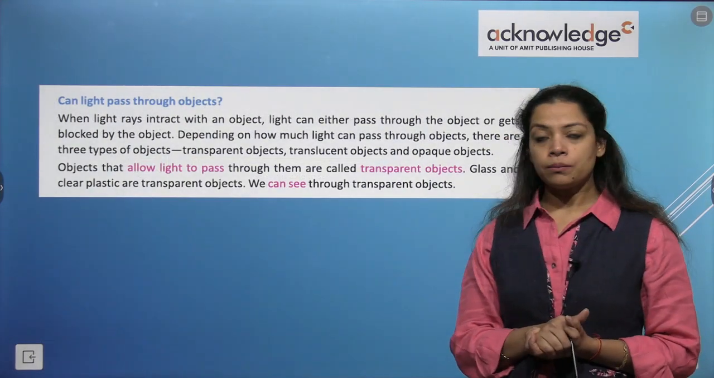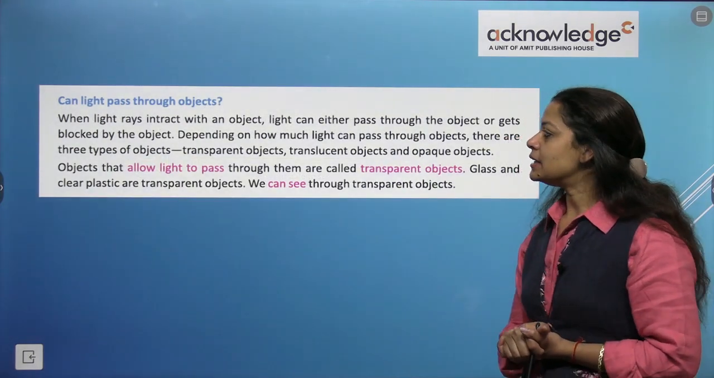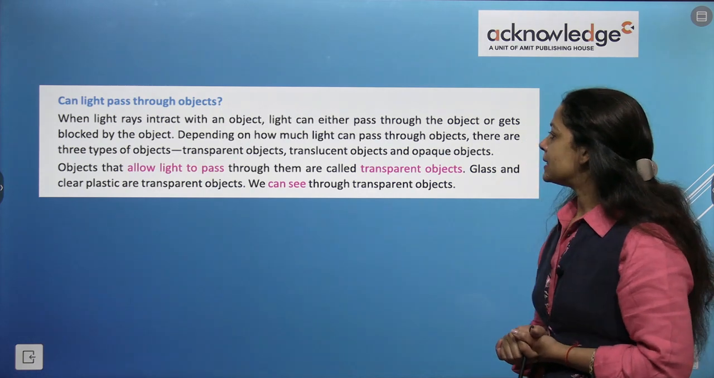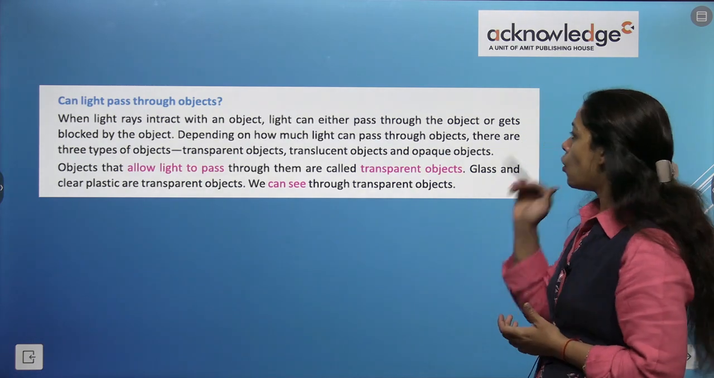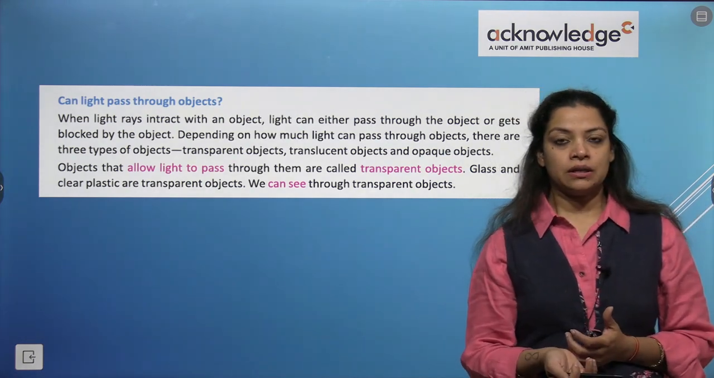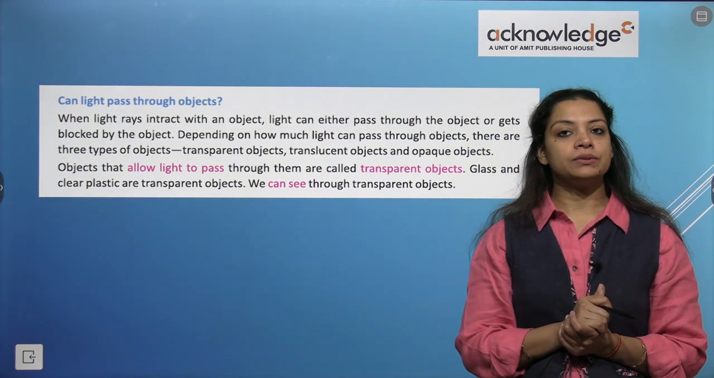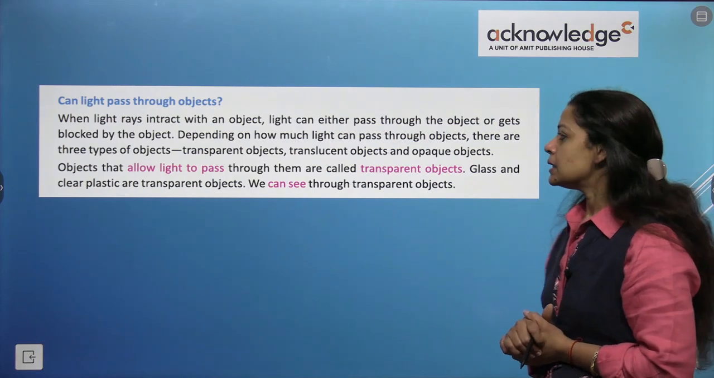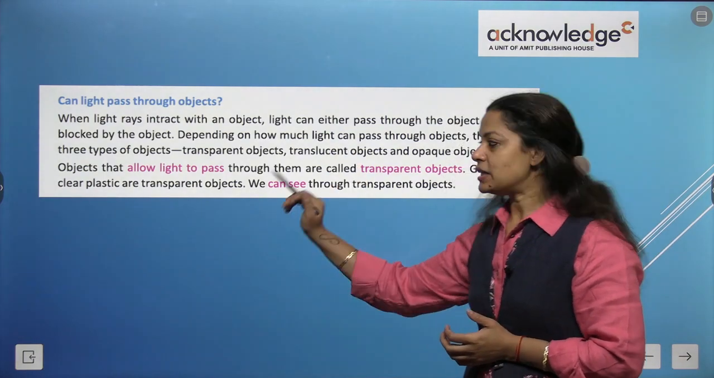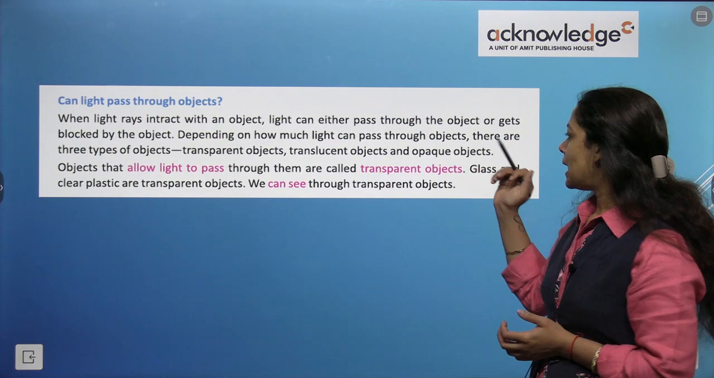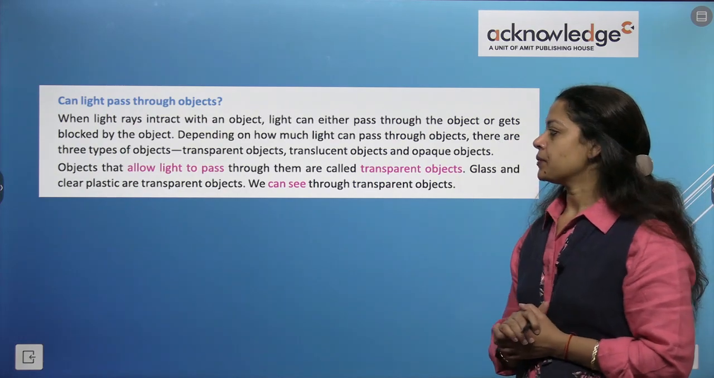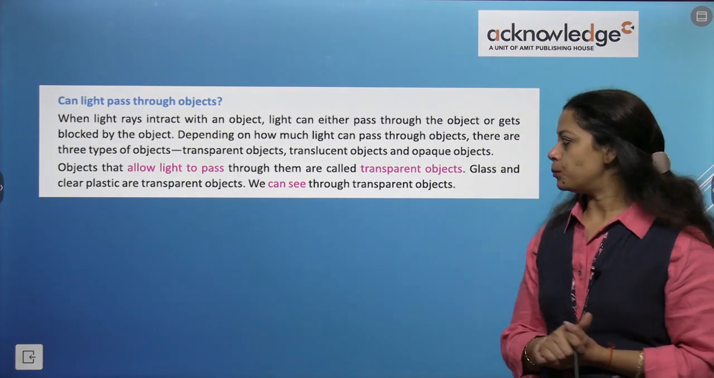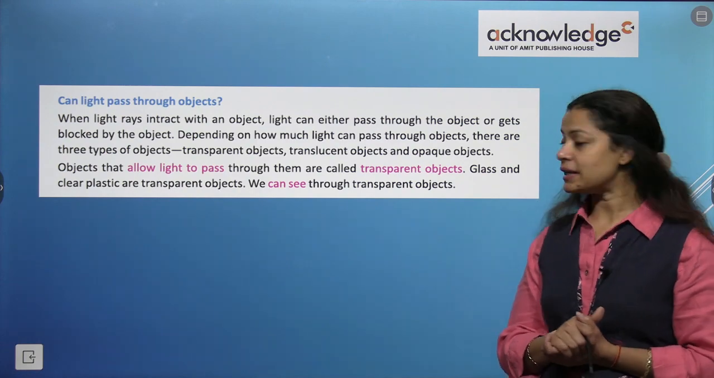Can light pass through objects? When light rays interact with an object, light can either pass through the object or get blocked by the object. So it depends what kind of object it is. Depending on how much light can pass through the object, there are three types of objects: transparent, translucent and opaque objects. Correct? Now objects that allow light to pass through them are called transparent.